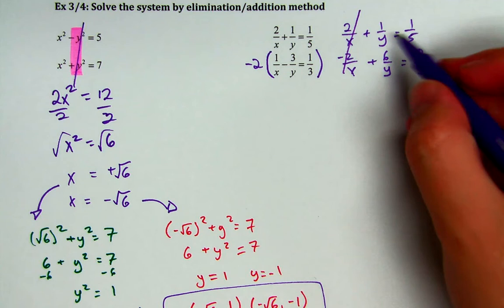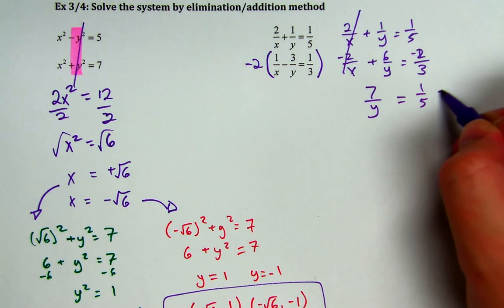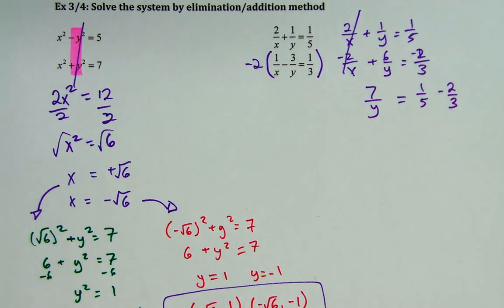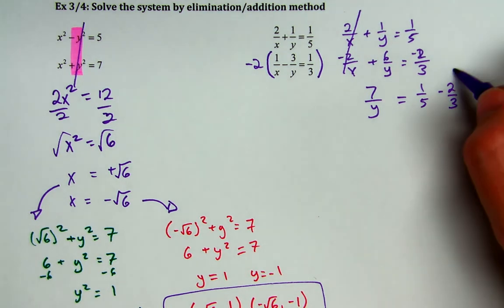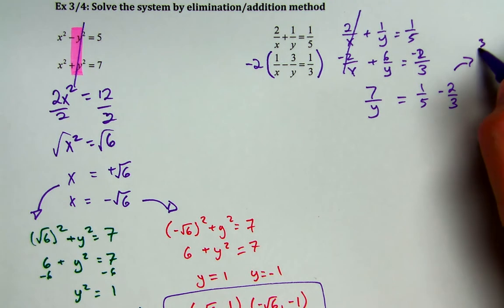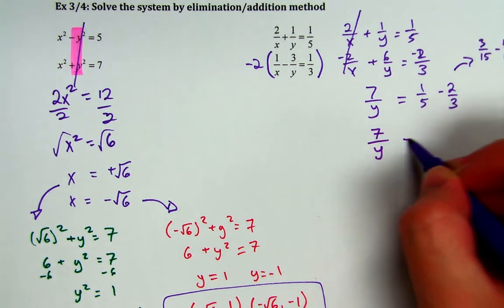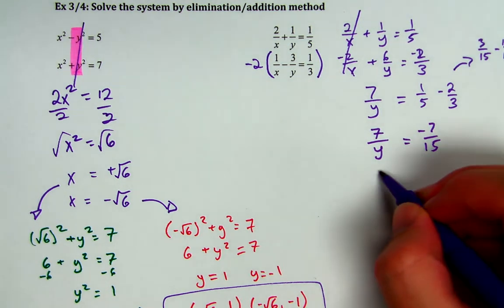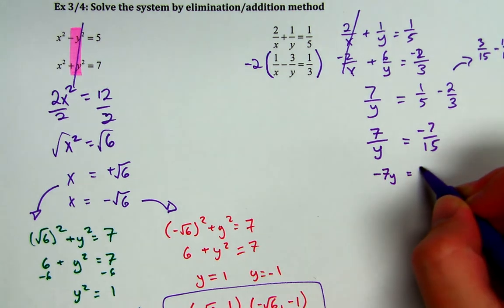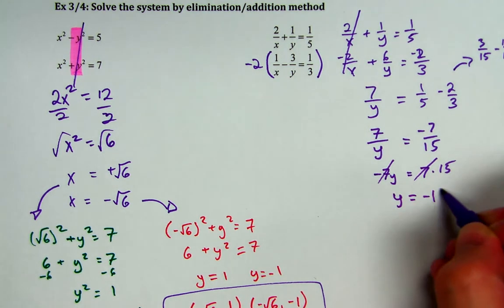So again, those are the same, they cancel. 1 plus 6, I've got 7 over y equals 1/5 minus 2/3. So 1/5 minus 2/3. Well, if we multiply by 3, we get 3/15 minus, multiply by 5, 10/15. So we've got negative 7/15. 7 over y equals negative 7/15. And we've got negative 7y equals 7 times 15. Well, you could have realized, hey, those would cancel out. So y equals negative 15.